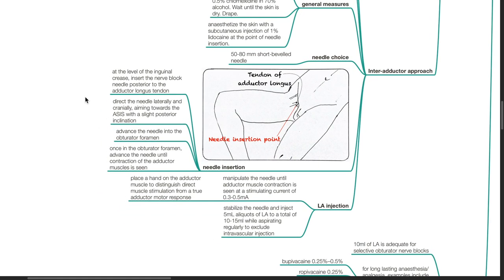Needle insertion. At the level of the inguinal crease, insert the nerve block needle posterior to the adductor longus tendon. Direct the needle laterally and cranially, aiming towards the ASIS with a slight posterior inclination. Advance the needle into the obturator foramen. Once in the obturator foramen, advance the needle until contraction of adductor muscles is seen. LA injection.